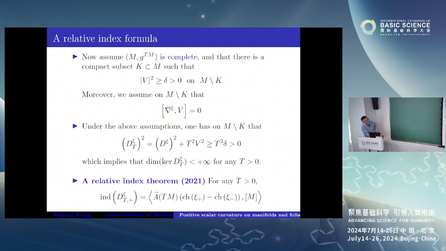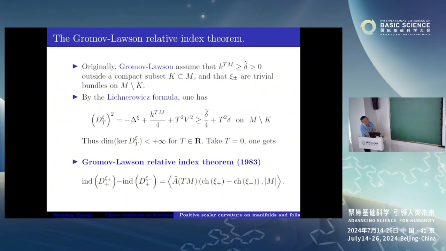So on the right-hand side, the integration is on a compact subset, so it is meaningful. The name of this relative index theorem is inspired by the original relative index theorem of Gromov and Lawson. Originally, Gromov and Lawson assume that the scalar curvature has a uniform positive lower bound outside the compact subset, and psi plus and minus are both trivial bundles.